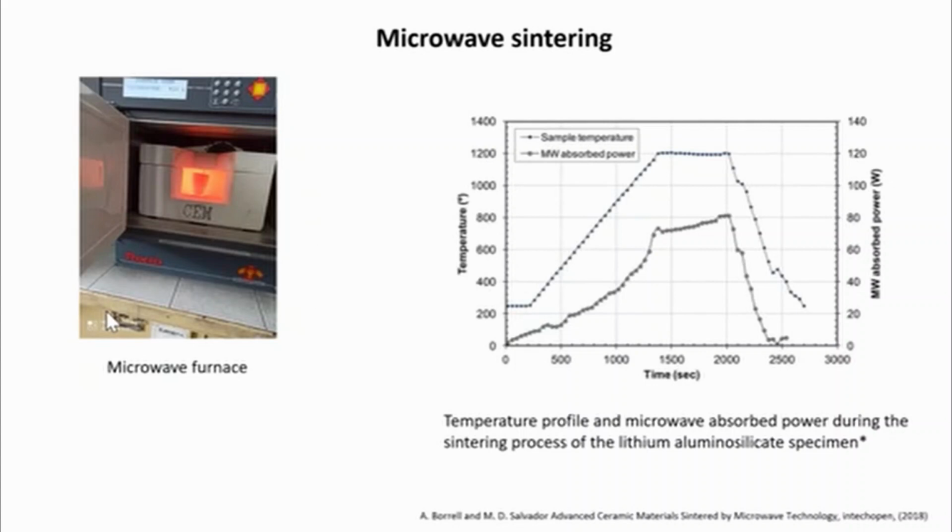It can treat different materials up to a temperature of 1200 Celsius degrees. And here you can see the quite fast heating rate during microwave sintering. This is the schedule of microwave sintering.